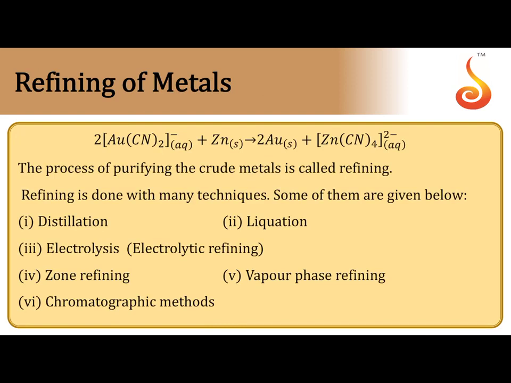From the solution we can get back our beloved silver or gold by adding a higher electropositive metal. The process of purifying crude metal is called refining. So, in the previous case, when the auric cyanide solution is obtained, a higher electropositive metal is added. Zinc is more electropositive when compared with gold, so gold is substituted by zinc, and gold is extracted in this way. This is called the MacArthur-Forrest process.